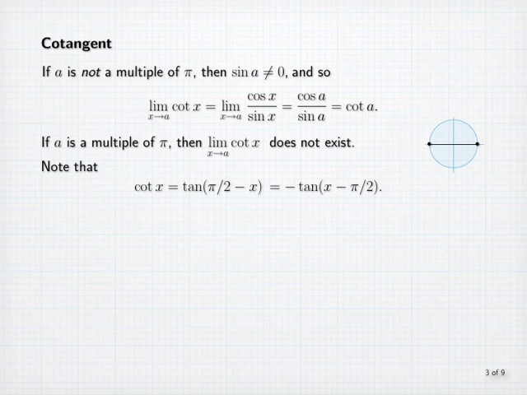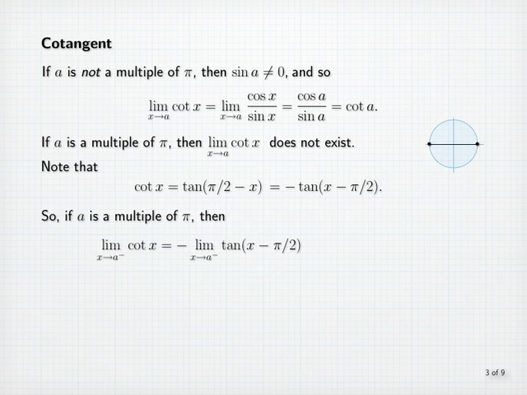What this tells us is that the graph of cotangent may be obtained from the graph of tangent by shifting by pi over 2 horizontally and then reflecting about the x-axis. So, if a is a multiple of pi, then the limit as x approaches a from the left of cotangent x is the same as minus the limit as x approaches a from the left of the tangent of x minus pi over 2, and that's the same as minus the limit as x approaches a minus pi over 2 from the left of tangent x.